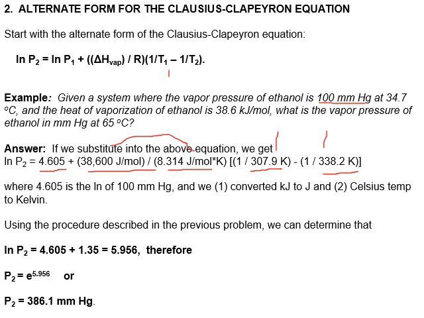Okay, and then add that to 4.605. And when you do all of that, and you should do this, you should get 5.956. I recommend that you do that just for your own sake, just to make sure you can.